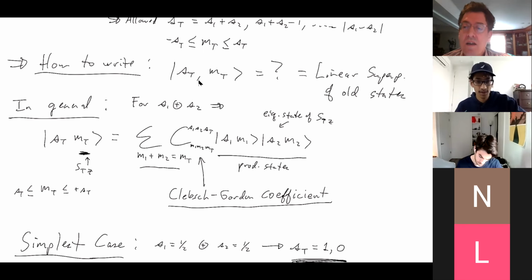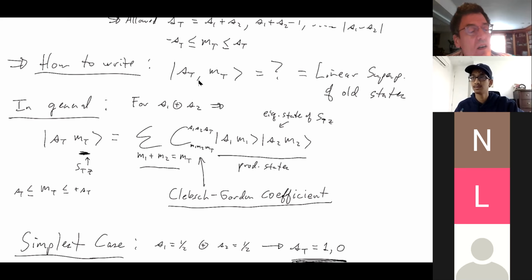Okay. Thank you. Another question: is the Clebsch-Gordan coefficient supposed to just be the normalization constant?